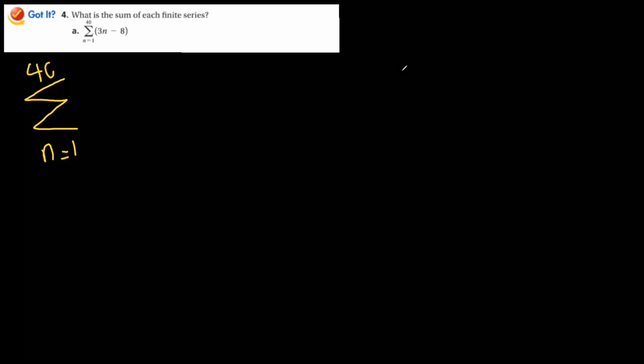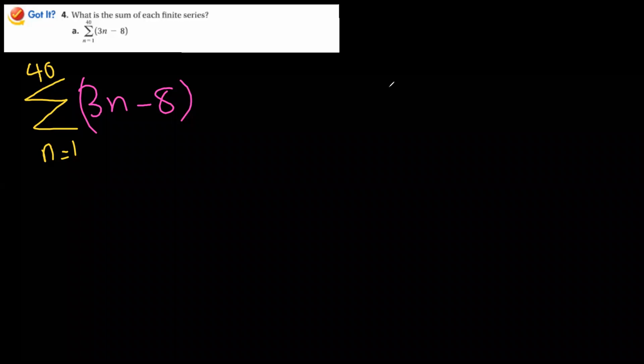Now, let's do this one here. What is the summation of each finite series? Summation from n equals 1 to 40 of 3n minus 8. In the previous one, I told you that you have ordered numbers, you have to find an explicit formula, and you have to write the lower and the upper limit. Here now, I have the opposite. Here you have an explicit formula, and I need you to find the summation.